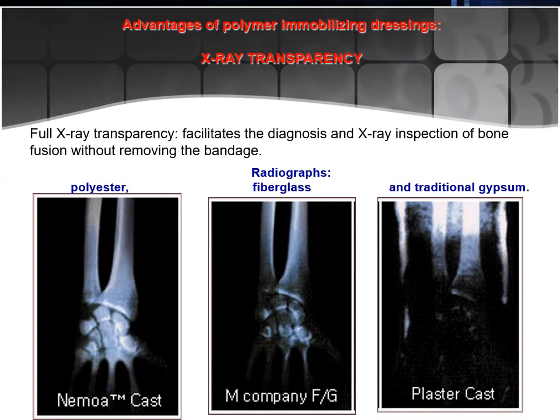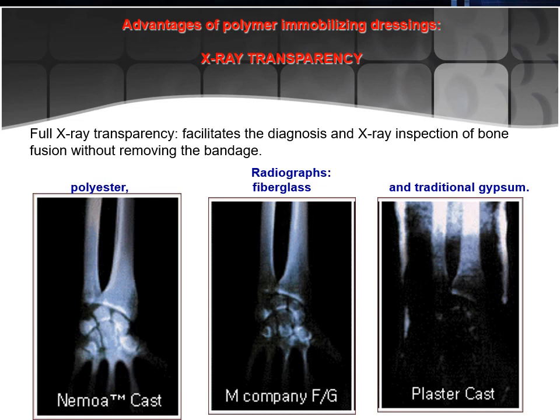X-ray transparency, another one of the remarkable properties of polymer stabilizing materials. Here, pay attention to this illustration. On the right is a radiograph of not the best quality, but I think it will still be clear where the immobilization was carried out with a traditional plaster bandage.